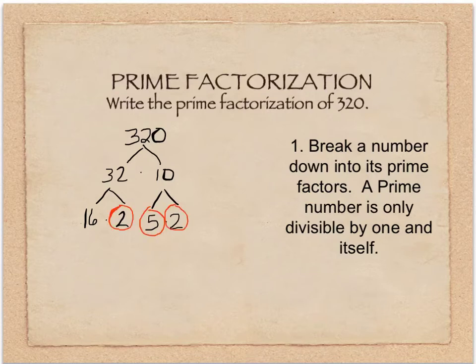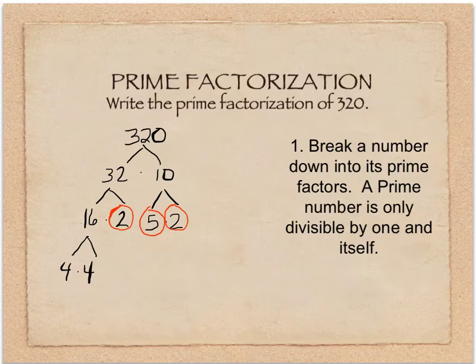And 5 is also only divisible by 5 and 1. 5 divided by 5 is 1, and 5 divided by 1 is 5. So I have three prime numbers now, 2, 5, and 2, but 16 is not prime. I can, again, divide that by 2, 8, 4, so I'm going to break 16 down.